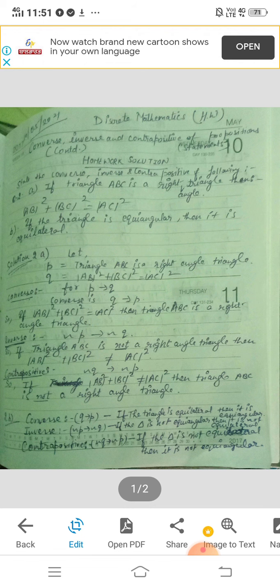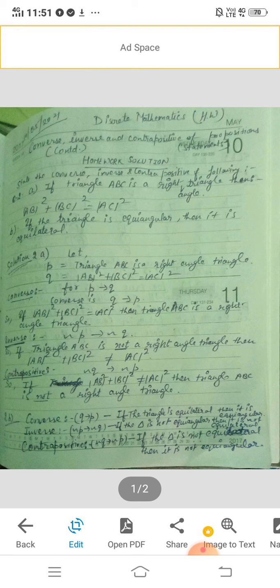Question number 2, part A. If triangle ABC is a right angle triangle, then AB squared plus BC squared is equal to AC squared. So for that given statement, a proposition, we have to write the converse, inverse and contrapositive. So first of all, let P be: triangle ABC is a right angle triangle. Q be: AB squared plus BC squared is equal to AC squared.